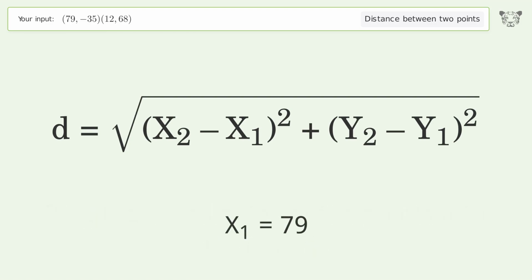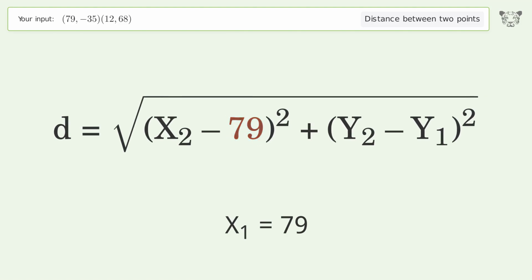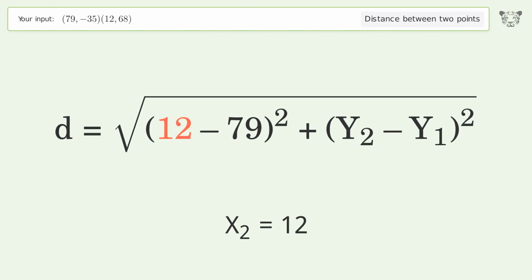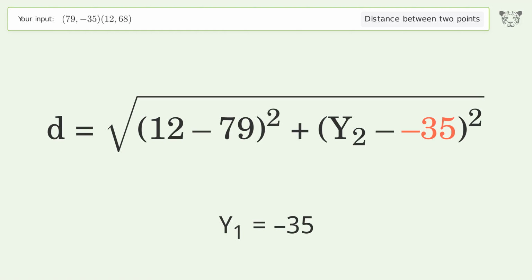x1 equals 79. x2 equals 12. y1 equals -35. y2 equals 68.